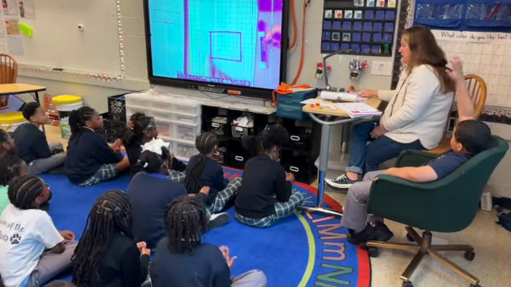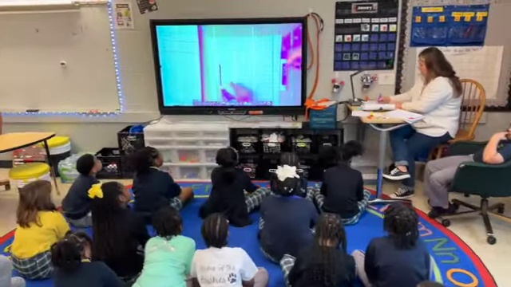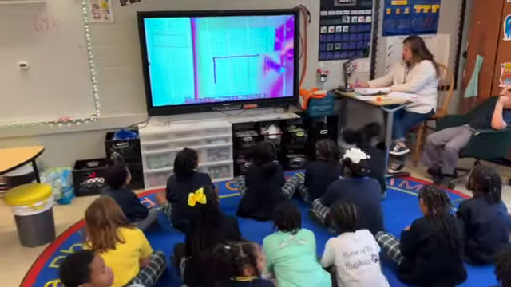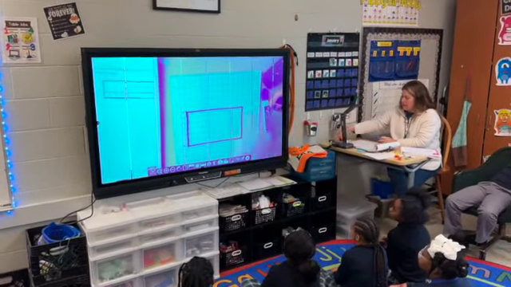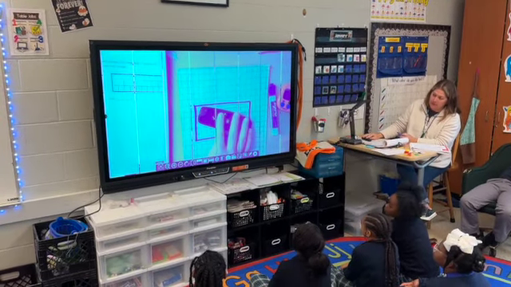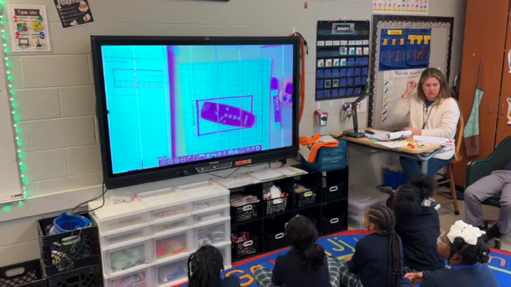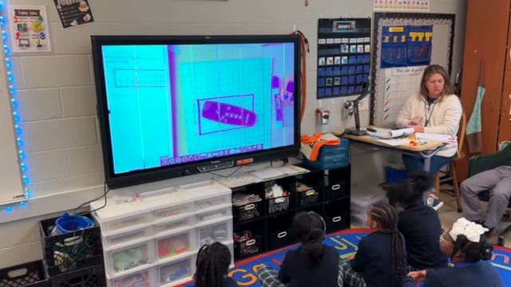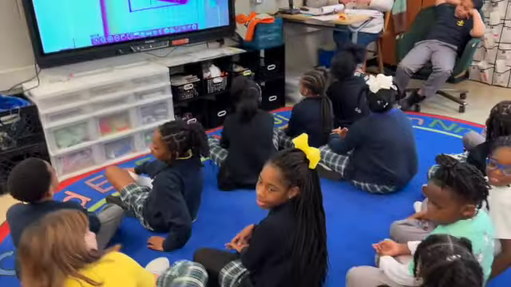All right, so if I have this shape, y'all can see the array in there, right? Yes. But what happens when I do this? When I cover up some of the squares? Is the array still there? No. No? Yes. Talk with your partner. Is the array still there?